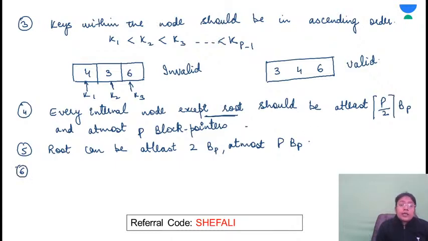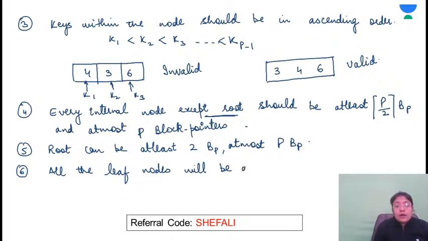And another important point is, in case of B tree and B plus tree, all the leaf nodes will be at the same level. So these are the main points. I hope that this is clear to everyone. Now we'll first of all look at the construction of the B tree, and then we'll look at the deletion.